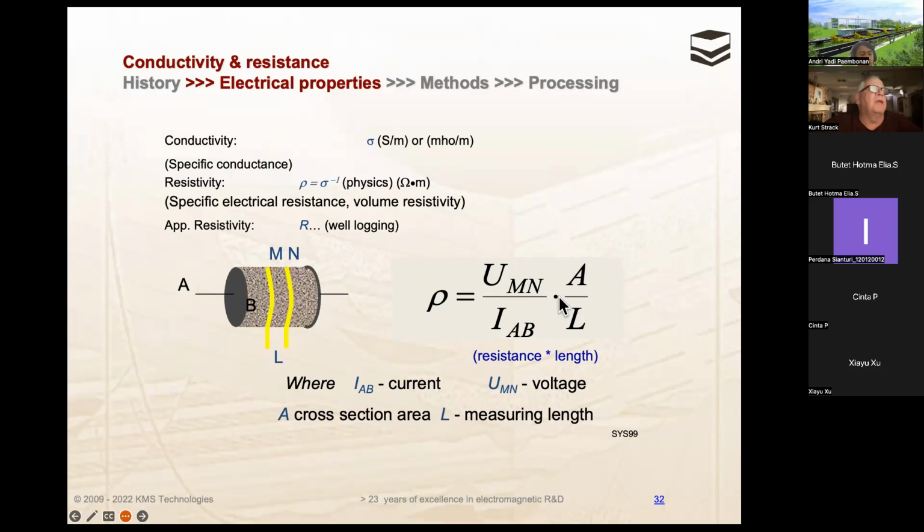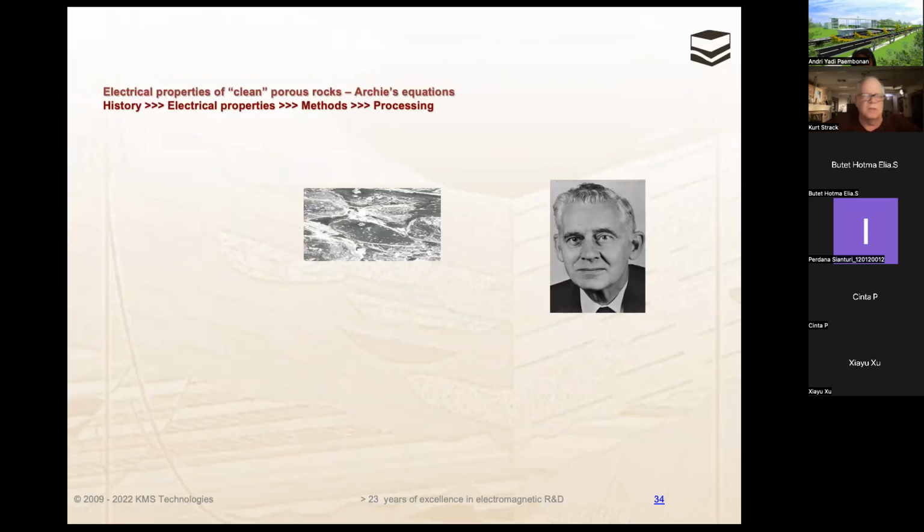And then normalized by the area over the length. So this is known as the resistance times length, or the specific resistivity, also known as apparent resistivity.